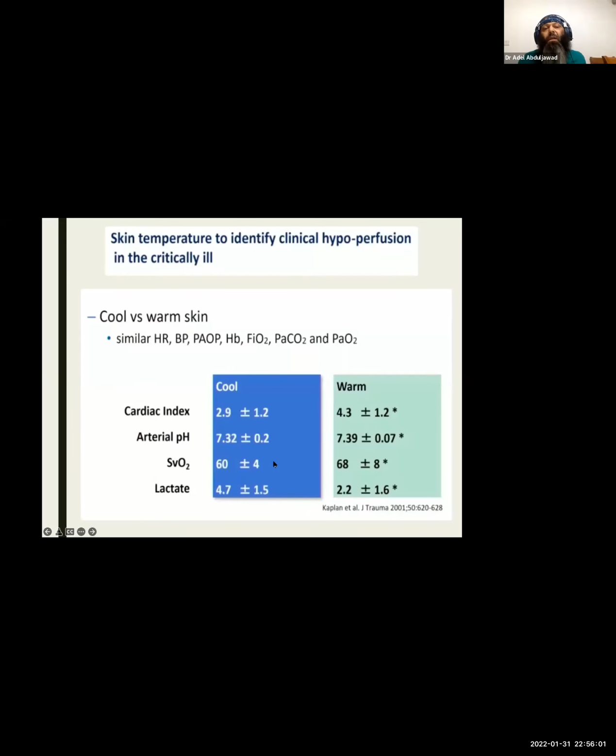And here they studied the role of skin temperature in identifying clinical hypoperfusion in critically ill patients. They addressed the role of skin temperature, warm or cold, at similar heart rate, blood pressure, and hemoglobin oxygenation, so the oxygen delivery variables are maintained.